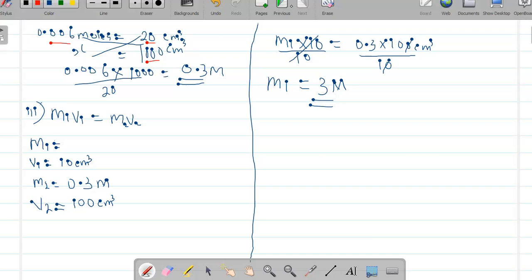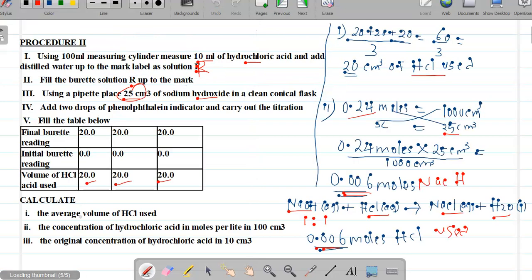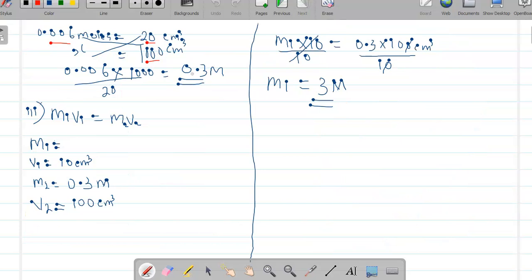Then the next question is asking, calculate the original concentration of hydrochloric acid used. Since we have the final concentration, since we have the final molarity, we can calculate the original by using this formula: M1 V1 is equal to M2 V2, where M1 we don't know, V1 was 10 centimeter cubic, M2 is 0.3, then V2 is 100. Then you use the formula, you substitute.